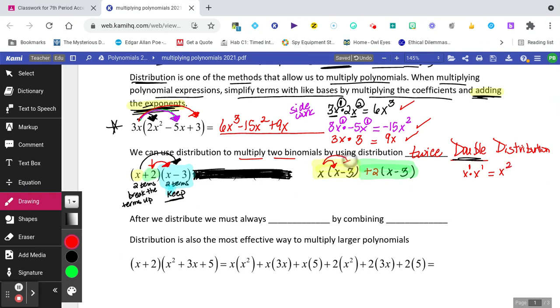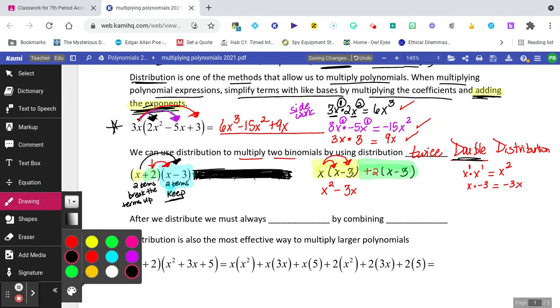And then I'm going to do x times negative 3. That's negative 3x. So I have that taken care of. So that becomes x to the second power minus 3x. And then if I go with what's in green, it's positive 2 times x, which is 2x. And then 2 times negative 3, which is negative 6. So I end up with a positive 2x and a negative 6 when I distribute.